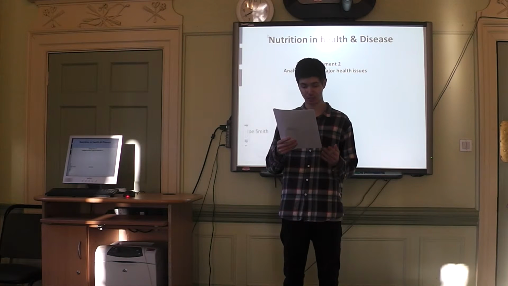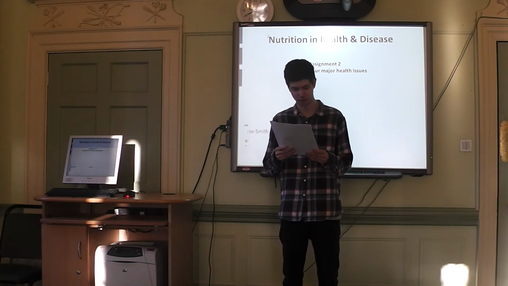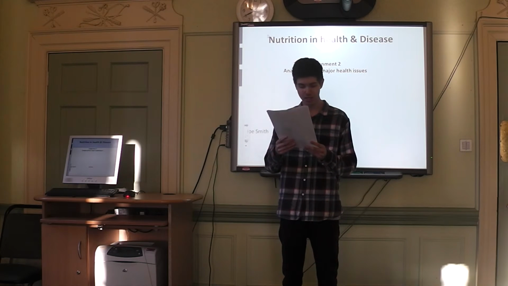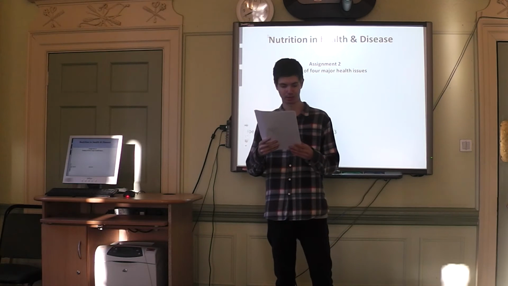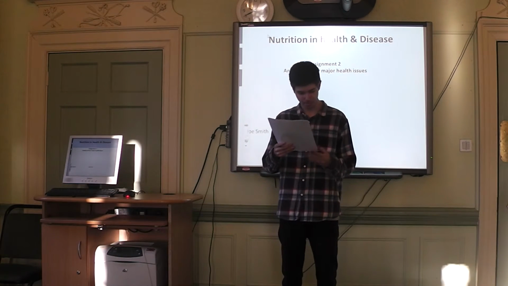The definition of type 1 diabetes: type 1 diabetes, once known as juvenile diabetes or insulin-dependent diabetes, is a chronic condition in which the pancreas produces little or no insulin. That's from Mayo Clinic.